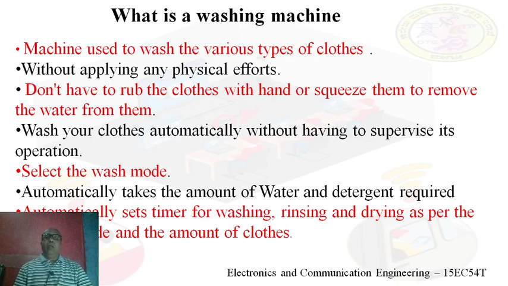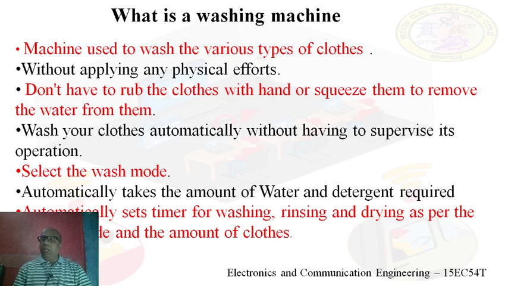Now, what is a washing machine? The machine used to wash the various types of clothes. Washing machine is a machine used to wash the various types of clothes without applying any physical efforts. That means we are not physically pained to wash our clothes. With a washing machine, you don't have to rub the clothes with hand or squeeze them to remove the water from them. This is all done automatically by the machine.